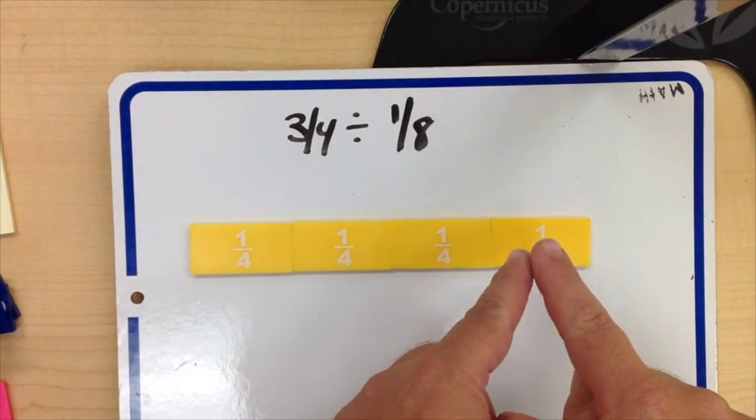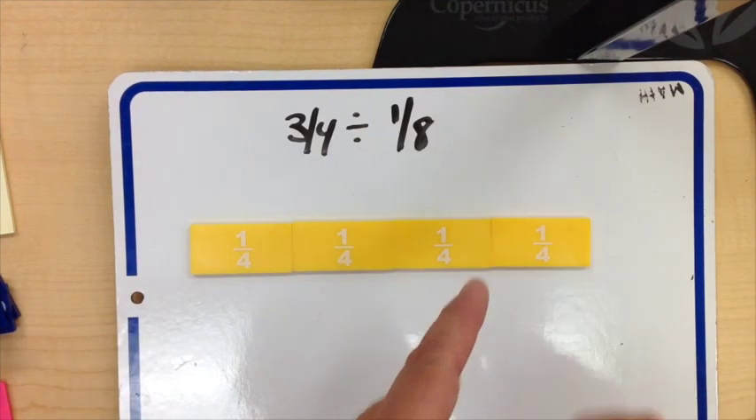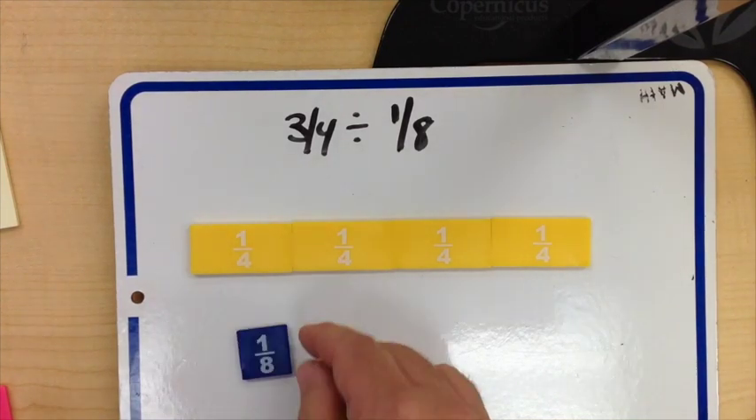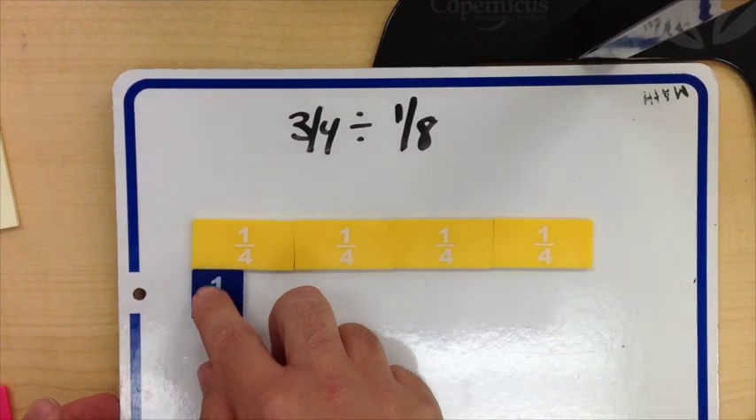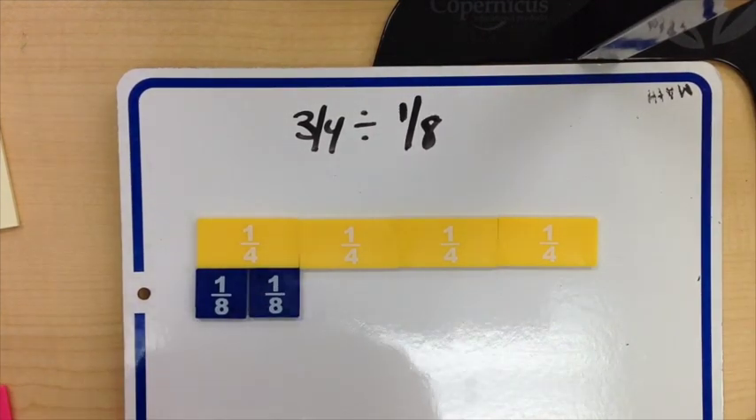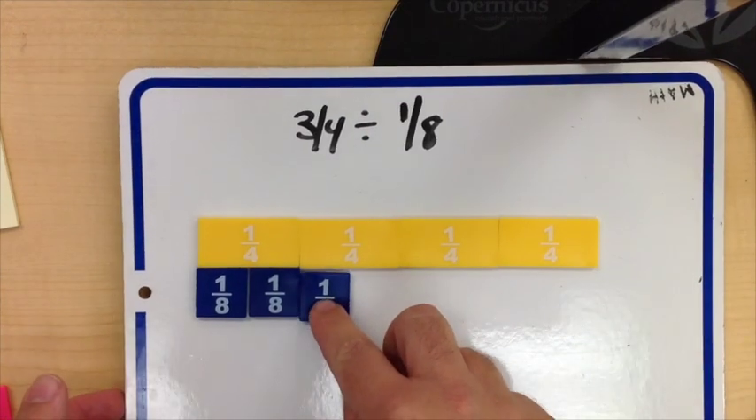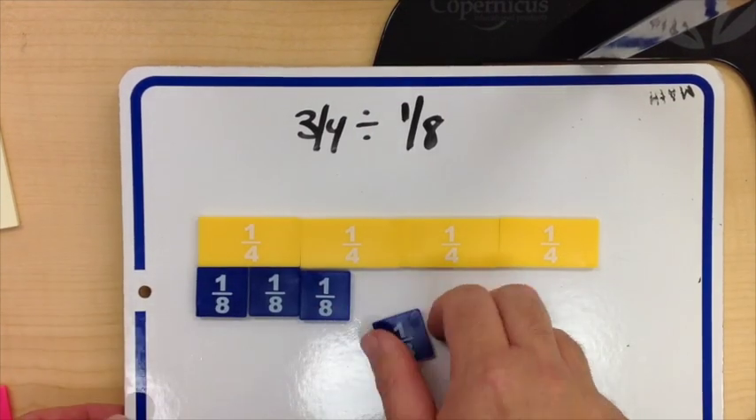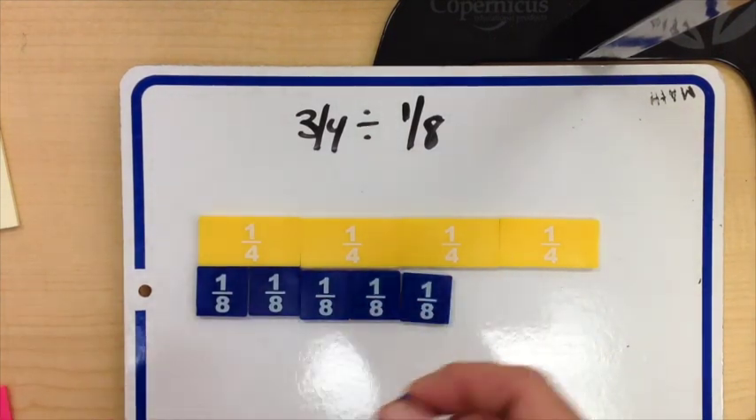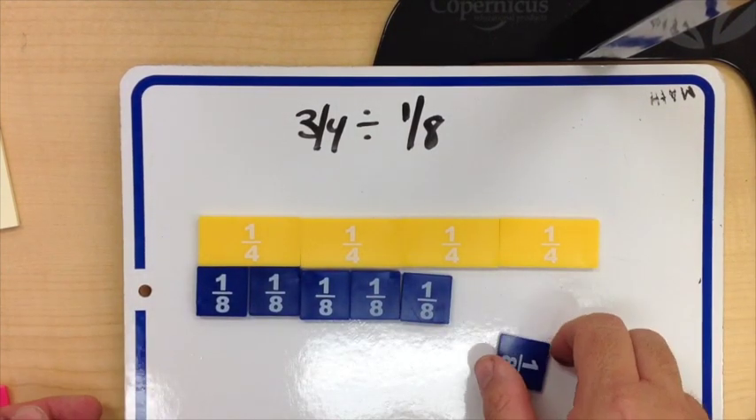So we're going to forget about this one for now. We're going to leave it there, but we don't really care about it right now. And again, what this is saying is how many 1/8 can I find in 3/4? So let's see. There's one. There's another. There's another. Another, and whoops, one more.